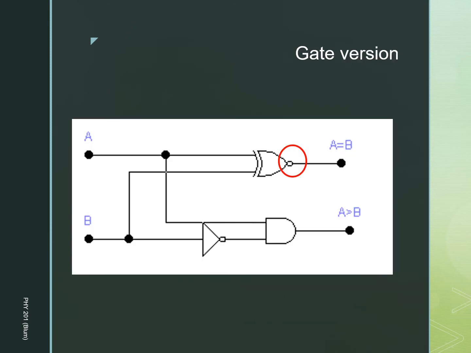So here is the gate version of the one-bit comparator. We have two inputs, A, B. The equality output is an exclusive NOR. Note the little circle on the end, exclusive NOR. And the A greater than B output is A ANDed with not B, because we want A to be high and B to be low. So A and not B.